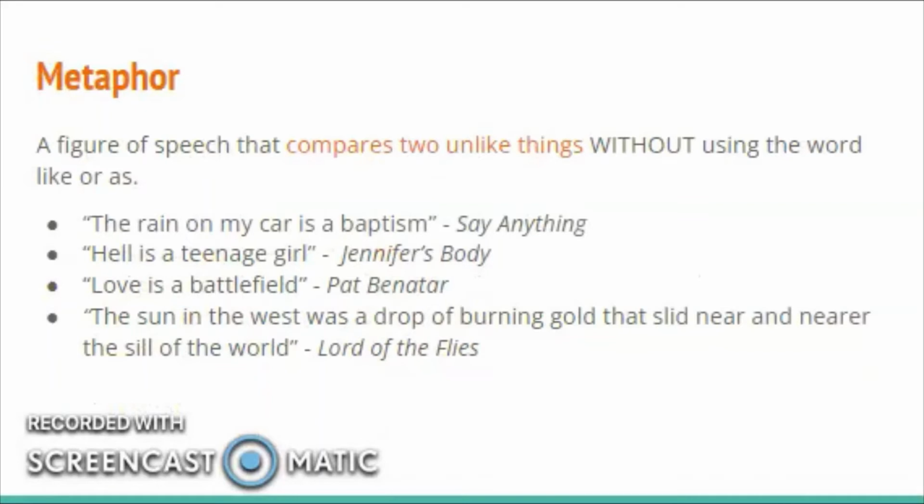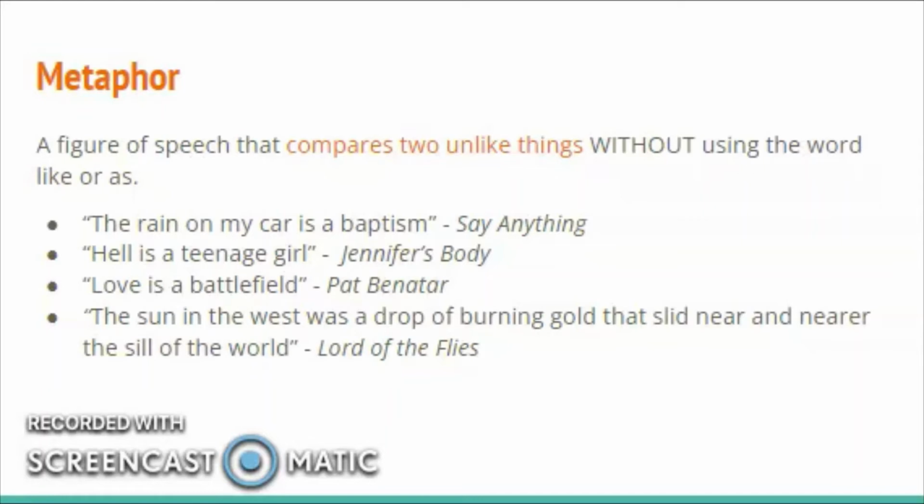Metaphor is like a simile. They're very closely related. You would probably call them siblings as well. It's a figure of speech that compares two unlike things, so that's the same as a simile, but it does it without using the word like or as. And we have some examples here.